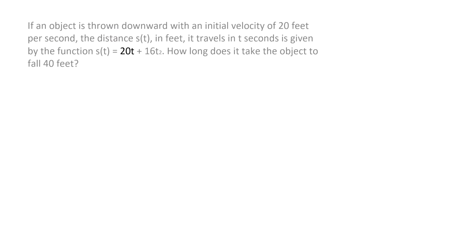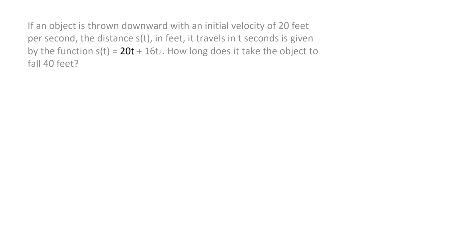Okay, here's a couple application problems. This here is example number 7. And it's talking about if an object is thrown downward with an initial velocity of 20 feet per second, the distance, s of t, in feet it travels in t seconds, is given by this function, s of t equals 20t plus 16t squared. How long does it take the object to fall 40 feet?